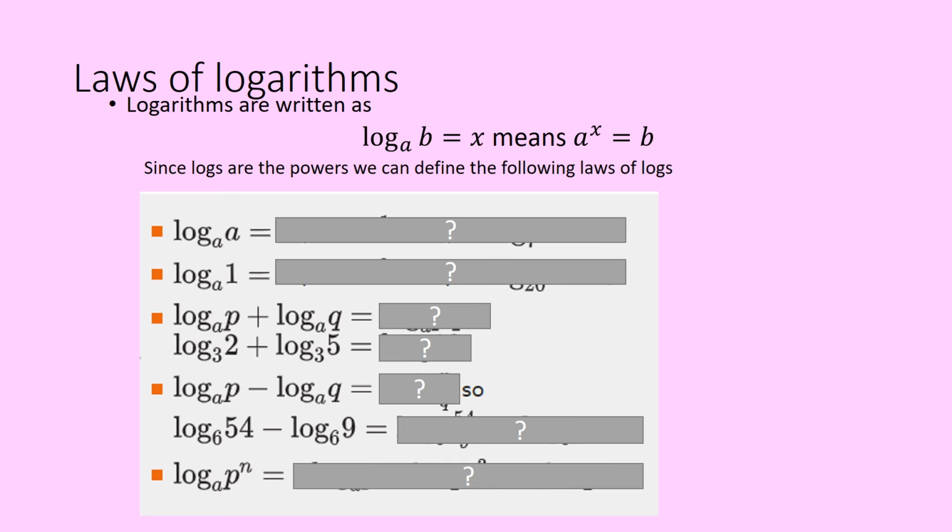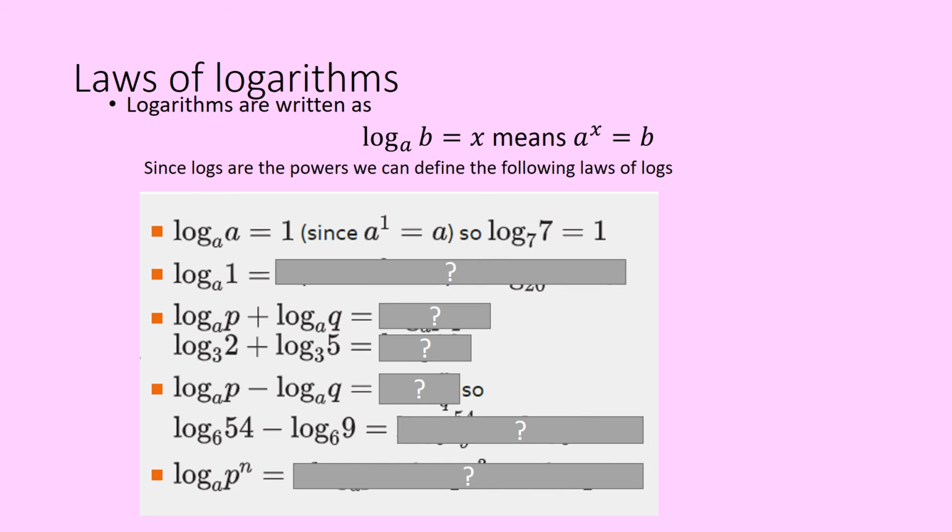So if we had log base a of a, well, what would that be? The base is a, and we want to know which power we raise a to get a. So that would be 1, because a to the power of 1 is a. So for example, if we had log base 7 of 7, we would raise 7 to the power of 1 to get 7. So therefore the log base 7 of 7 is 1.